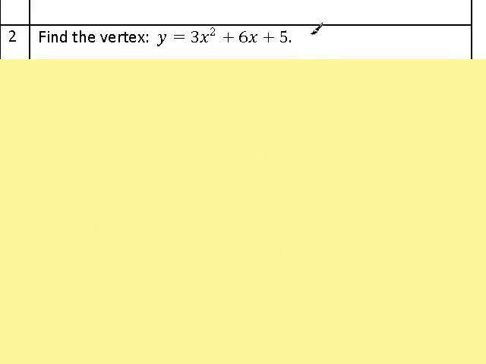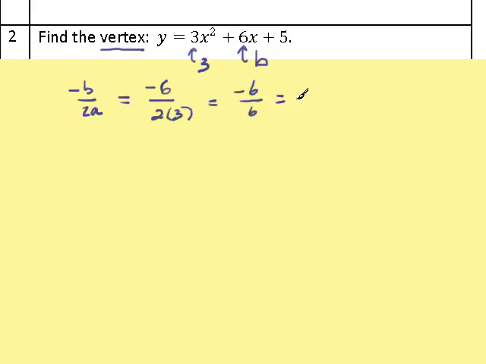In number 2, we're asked to find the vertex. So we start with minus b over 2a, the x-coordinate. That's equal to, here's b, 6, so we have minus 6. Here's a, so we have minus 6 over 2 times 3. Minus 6 over 6, that's negative 1. That's the x-coordinate.